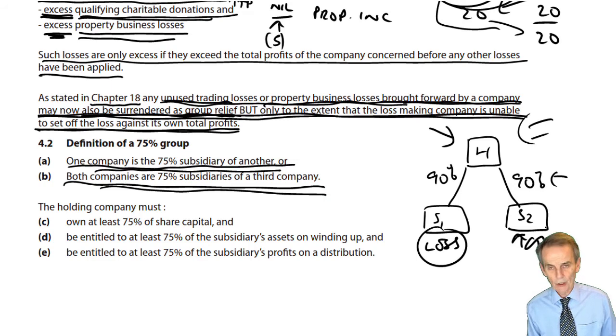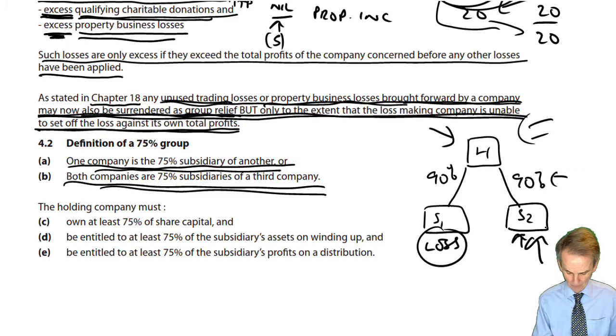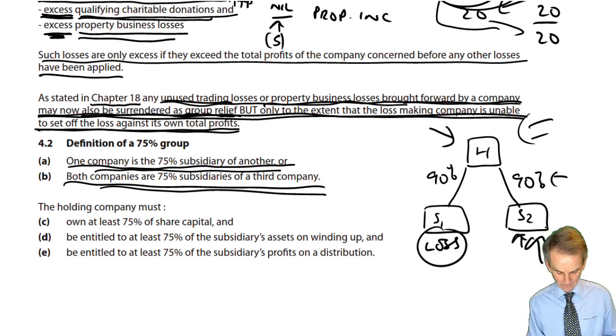The amount of loss that can be surrendered to the claimant companies is any amount of a trading loss, or if we're talking property business losses, only if they exceed the total profits of the current period. And if it's qualifying charitable donations that are unused, only excess qualifying charitable donations of this period may be used.